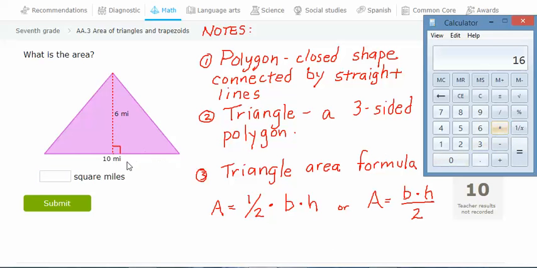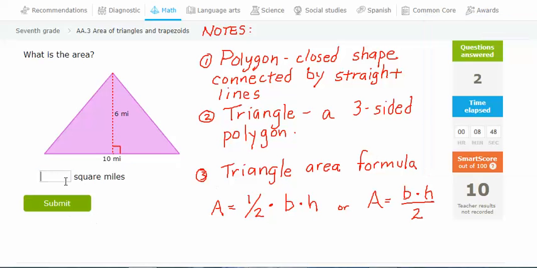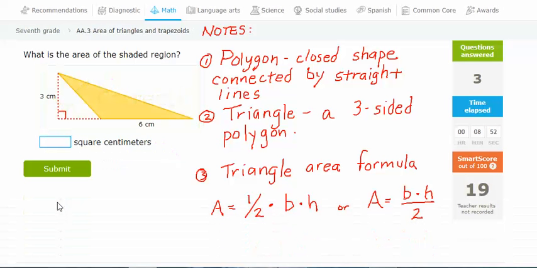Alright, so the half base times height, or you could do base times the height, which is 6, and divide that by 2. That equals 30. Okay, that's the same thing. Alright, let's go to the second part of the notes.